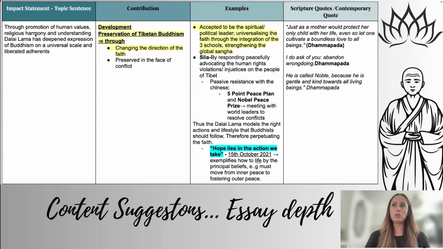So there's nothing to say you couldn't use a statement like, through the promotion of human values, religious harmony and understanding, the Dalai Lama has deepened expression, or as a result of. It really does draw that conclusion. So the kids could actually work backwards through this table if they wanted to, starting with their contribution, example and scripture, and then linking back to draw the conclusion around the impact. It could be done in any different way. It just ensures that they're really hitting and targeting those verbs.